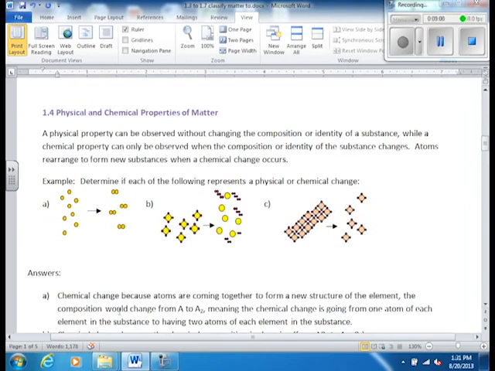Okay, here's the explanation. So it's a chemical change because atoms are coming together to form a new structure of the element. The composition changes from A to A2. So that had to be a chemical change because we're changing the composition.